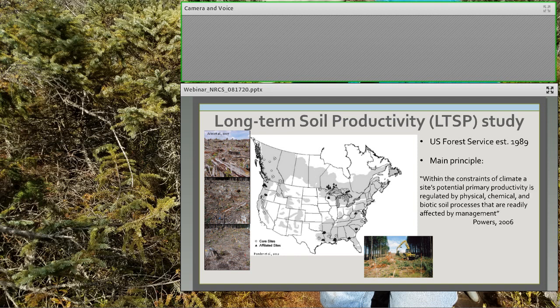The main principle of the LTSP study is that within the constraints of climate, a site's potential primary productivity is regulated by physical, chemical, and biotic soil processes that are readily affected by management. Treatments were installed to investigate the impacts of harvesting treatments, specifically organic matter removal and compaction. Since its initiation, the LTSP experiment has expanded to over 100 core and affiliated sites across both the U.S. and Canada, making it one of the largest networks dedicated to forest ecosystem research.